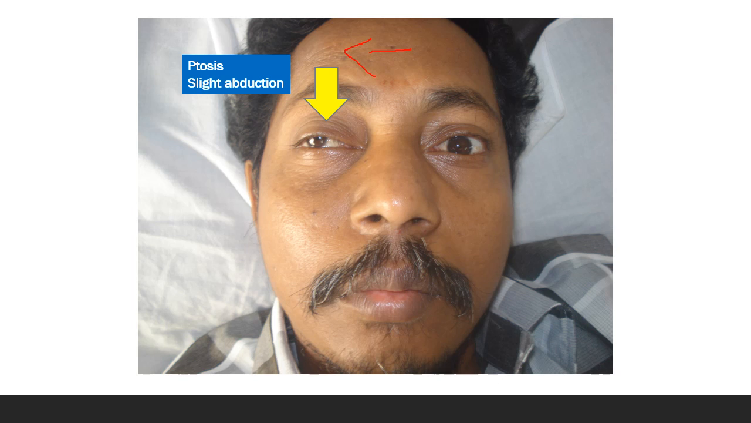If you compare the neutral position of the left eye and the right eye, you can see that there is a slight abduction. You can see that the right eye is slightly abducted due to the unopposed action of the right lateral rectus. So though the pupil is dilated, we are not able to see because of the image quality. So that will be a finding which you can pick up by close examination.